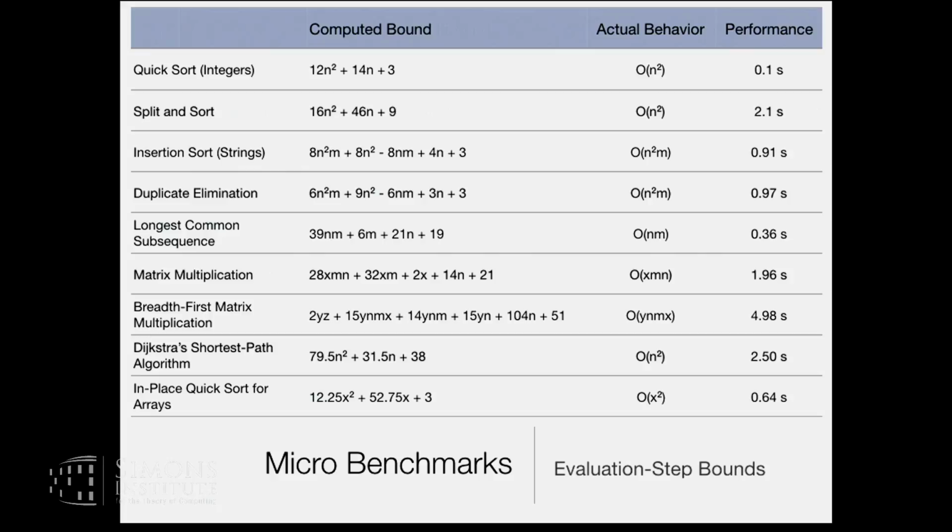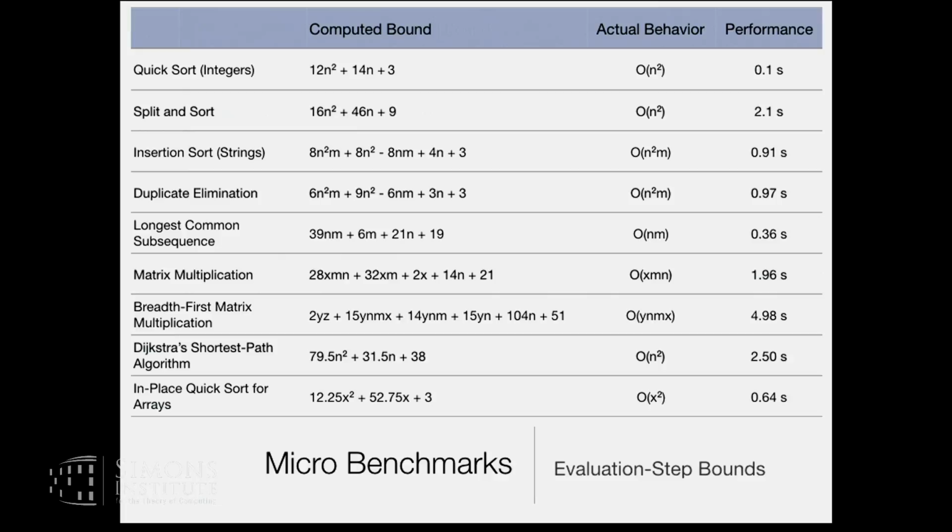You can have relatively complex things. So here's this insertion sort where you have a linear comparison. So this is sorting of strings. Here you have Dijkstra's shortest path algorithm, quicksort with arrays, in-place quicksort. And these are the typical examples.